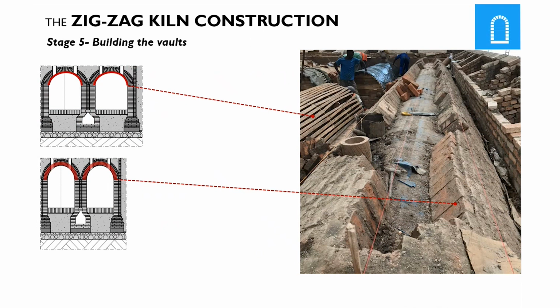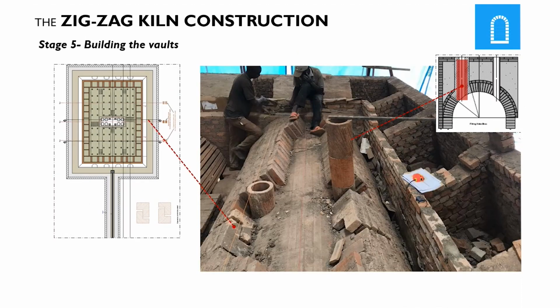Stage 5. Building the vaults. The chambers are bridged with vaults, also called arches. During the construction, the vaults are supported with wood formwork. The vault's wood formwork is covered with polyethylene sheets to prevent leakage of the liquid mortar. The vaults are built with special edged refractory bricks with joints filled in clay kaolin and glog mortar.